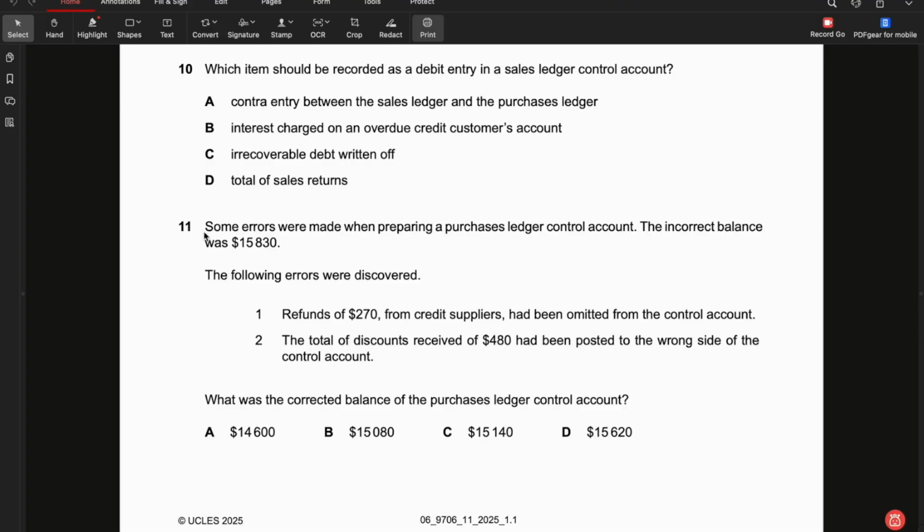Question says, some errors were made when preparing a purchase ledger control account. The incorrect balance was 15,830. The following errors were discovered. Number 1, a refund of 270 from a credit supplier had been omitted from the control account. Number 2, the total of the discount received of 480 had been posted to the wrong side of the control account. So we need to find out what the correct balance in the control account is.